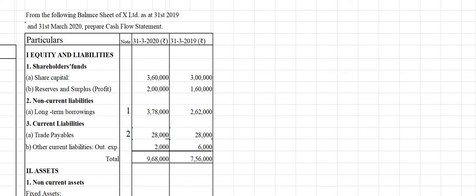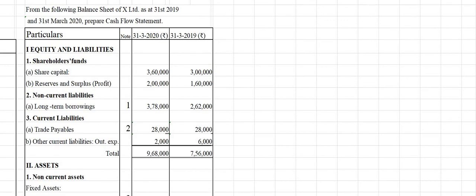You can see here a company balance sheet. From the following balance sheet of X Limited as on 31st March 2019 and 31st March 2020, prepare a cash flow statement.